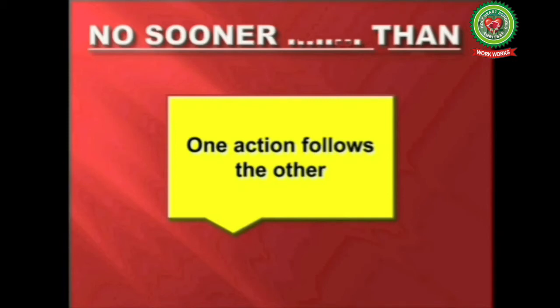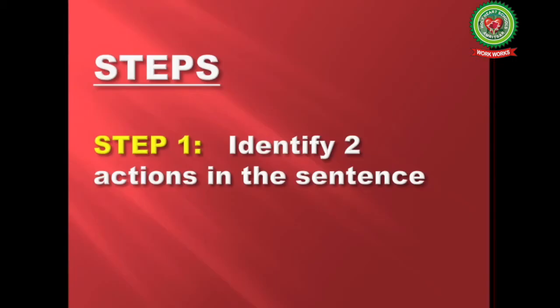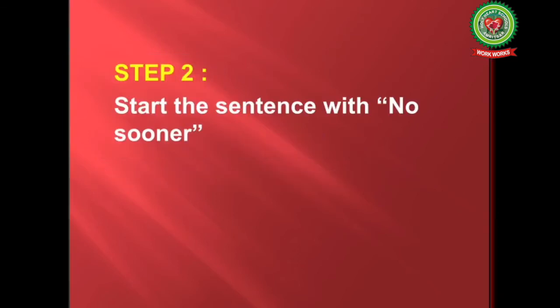Now students, where do we use this in a sentence? This structure is used when one action follows the other, which means one action just gets over and another starts. So students, there are some steps that you have to follow for using no sooner than. So the first step, you have to identify 2 actions in the sentence. Second step, you have to start the sentence with no sooner.